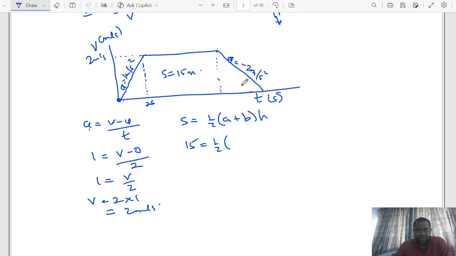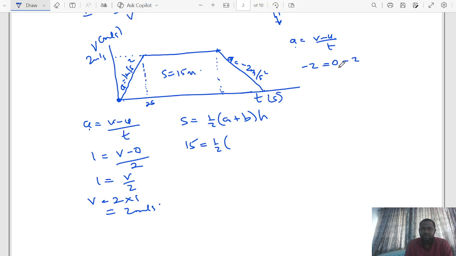Okay, so this is what we have here. Now the reason why this is important is so that we can also calculate the time of this motion from here to here, which is quite important. And we can do that because acceleration is change in velocity over time. In this case it is negative 2 because it's retarding. The final velocity is 0 because it comes to rest. The initial velocity is 2. That's where it started from this motion, 2.